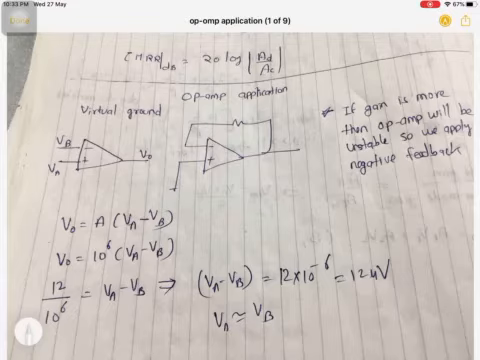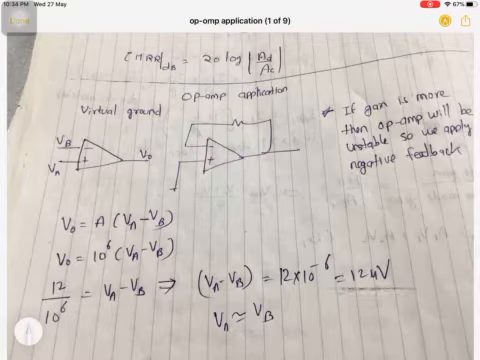In other words, if my op-amp is in linear region, the difference between VA and VB is almost negligible. That is 12 microvolt. So if we have an op-amp operating in linear region, in simpler words, VA and VB are shorted, because the voltage difference between VA and VB is just 12 microvolt.